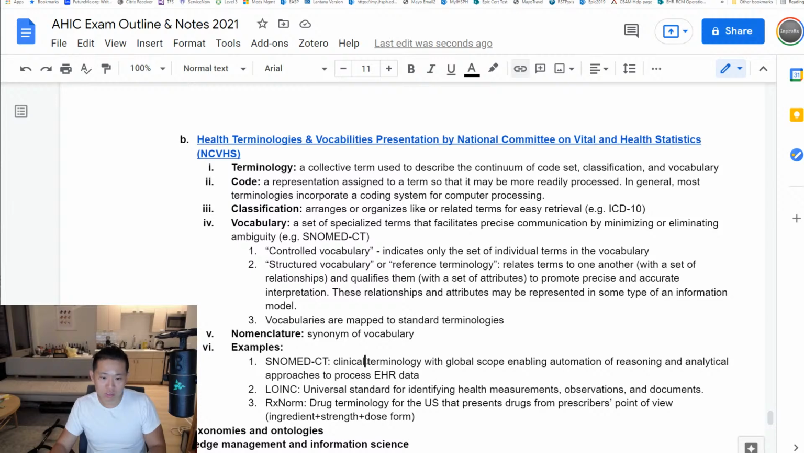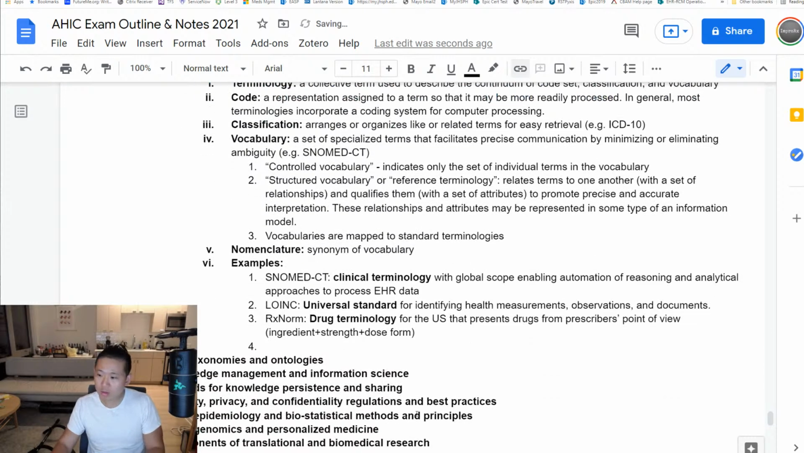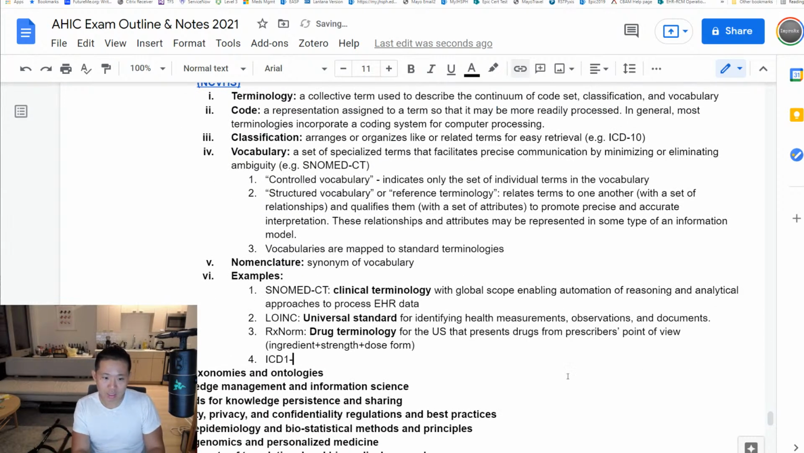So this one's a clinical terminology. This one doesn't really, it's terrible. I wish they would do a universal standard. This is a drug terminology. More examples.